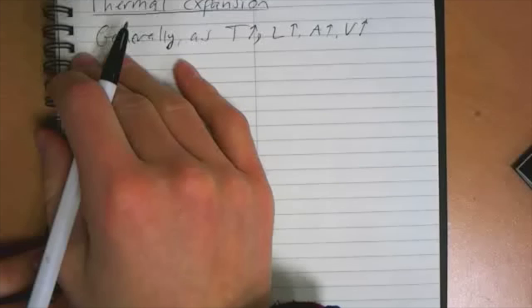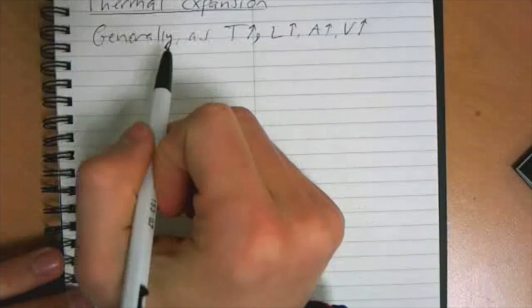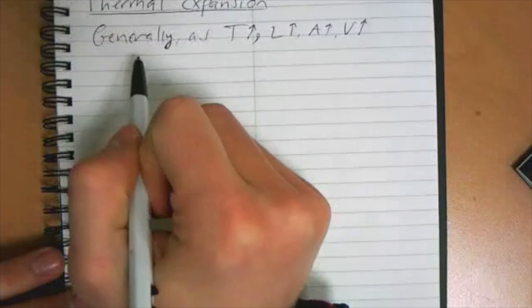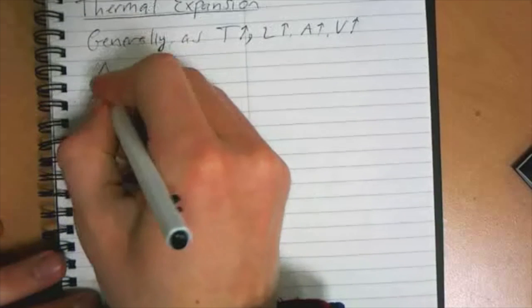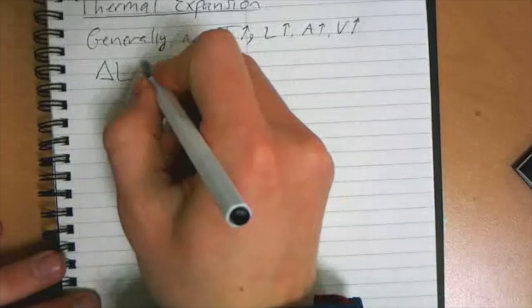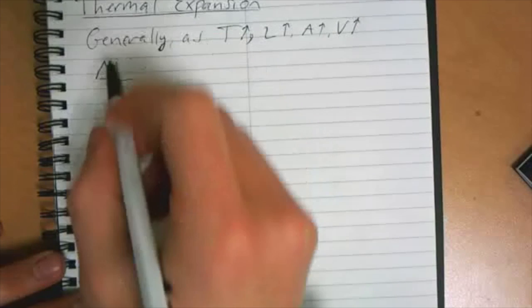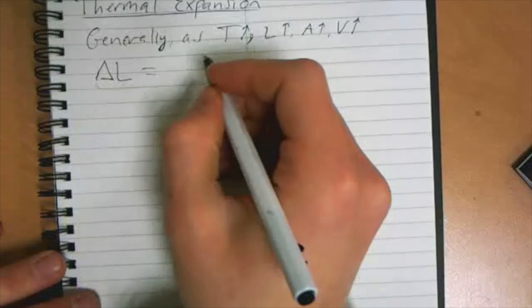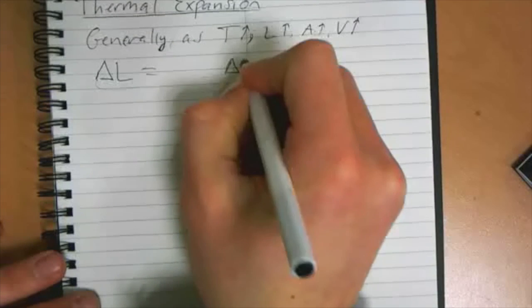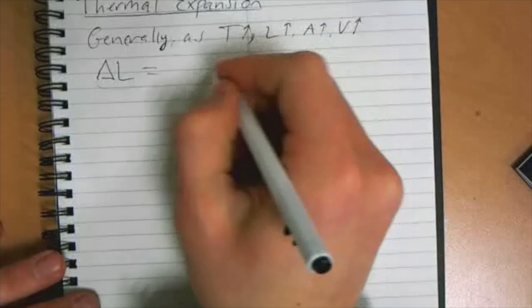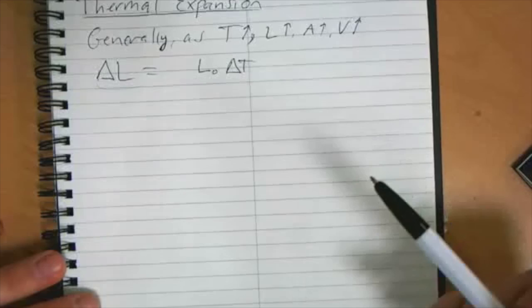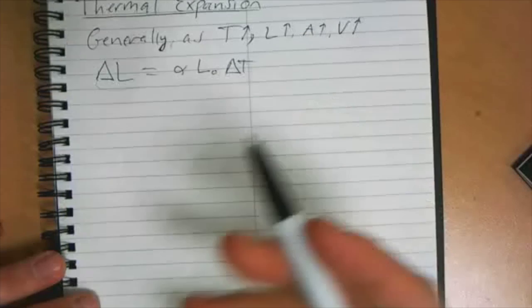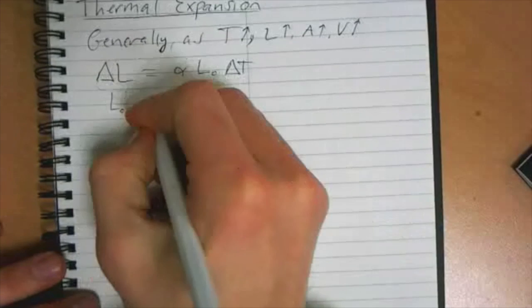This expansion is proportional to the temperature change. It's been studied and found that how much a length changes is proportional to a change in temperature. And it's also proportional to the initial length. So it is a fractional thing. And then there's this proportionality constant, alpha. So L naught is the initial length.